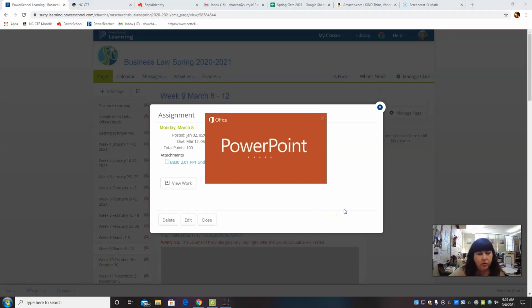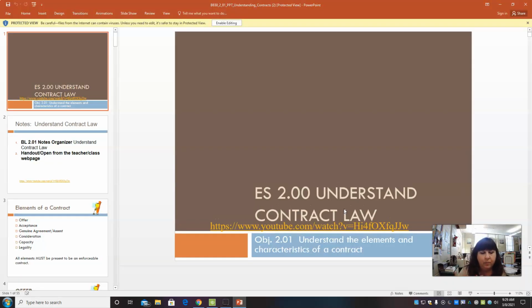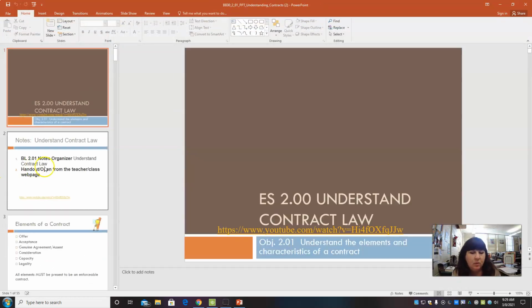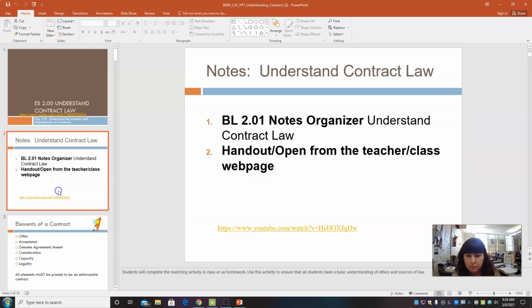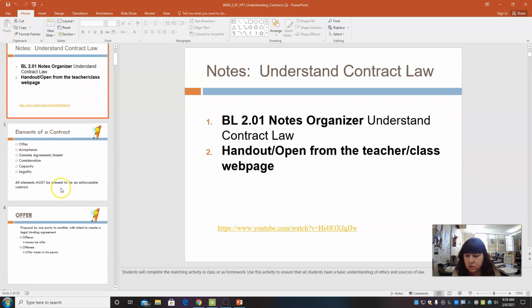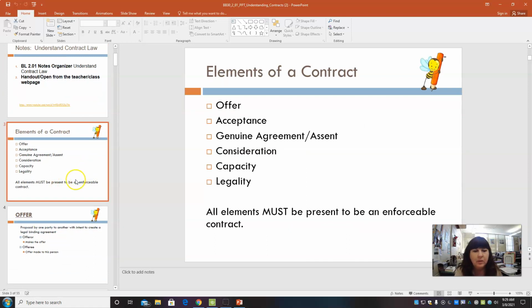So this is all about understanding contracts. Now, when I talk to you about writing, you'll be writing a report soon that has to do with contracts and elements of a contract. So these are the PowerPoint notes that are going to give you all that information that you're going to need for that. But elements of a contract, these are your elements, and you need to know what all those elements are. And to be able to have a contract that's enforceable, you have to have all these elements.